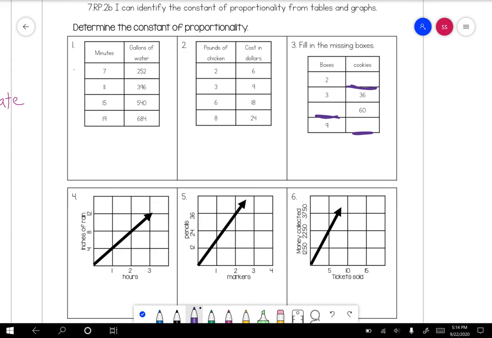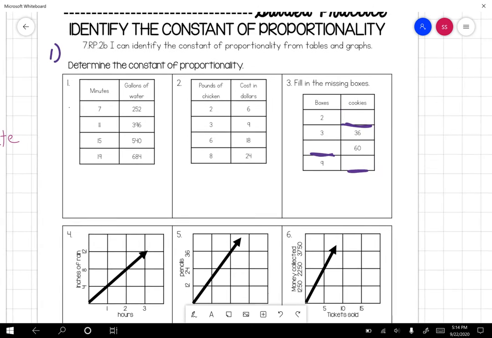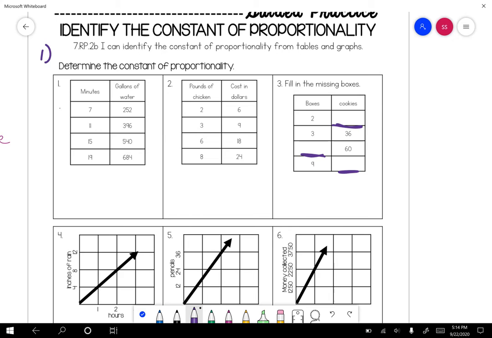So the first thing I would encourage you guys to do, I'm actually going to write this. The first thing you should do is identify the x and y. So which is your x, and which is your y? That's what I mean by that. That's going to be super important because we have to divide y by x, not x by y. Okay.